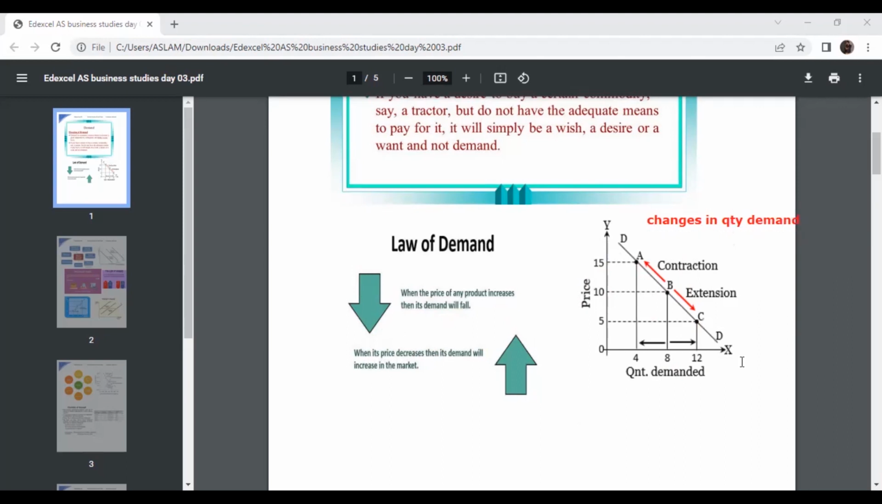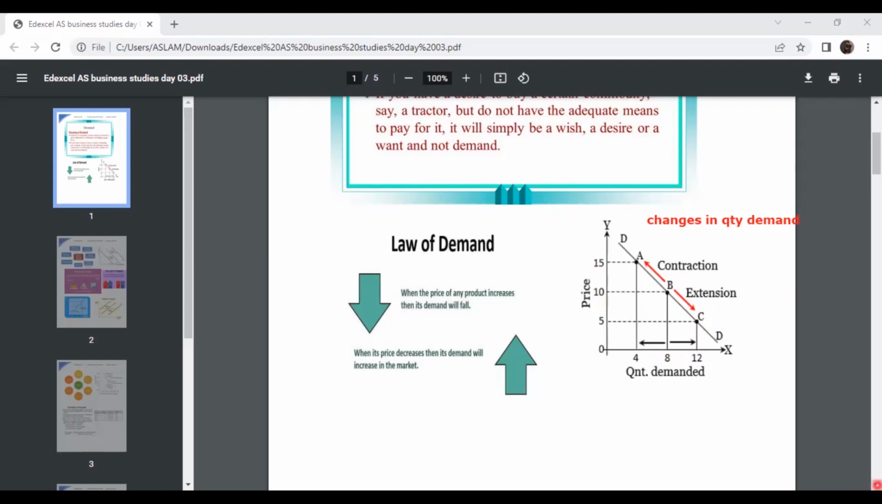The changes in quantity demand means there are two things you can see here. One is the contraction, the other one is the extension. Extension says that when your quantity demand is increasing, your price is decreasing. If your price is increasing, your quantity demand will decrease. Then we say it as contraction.